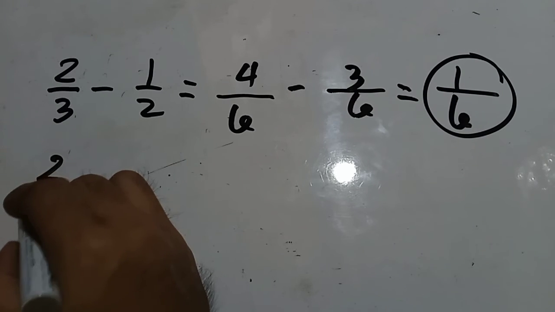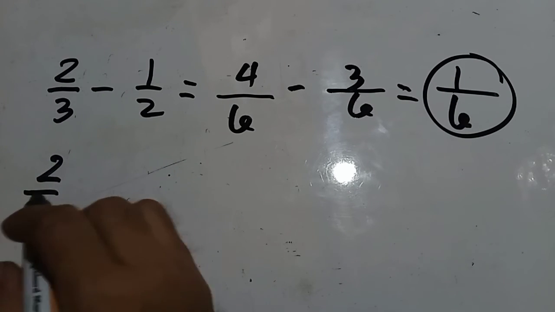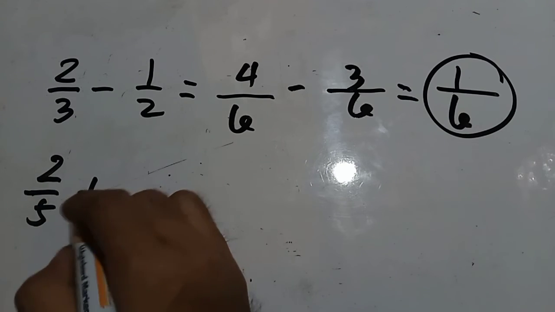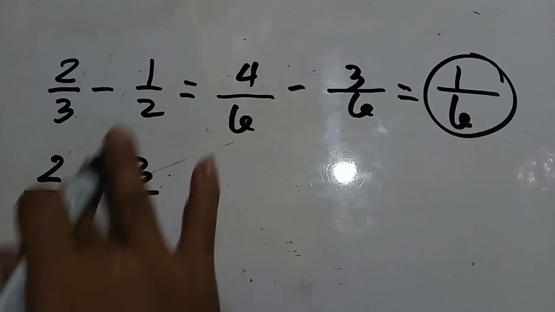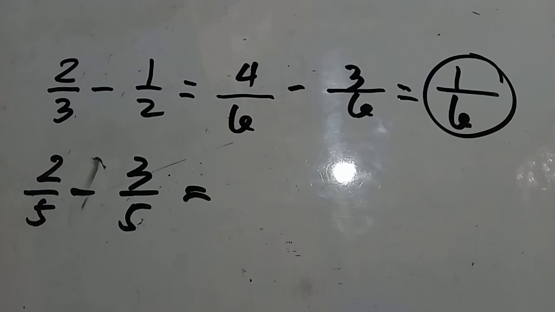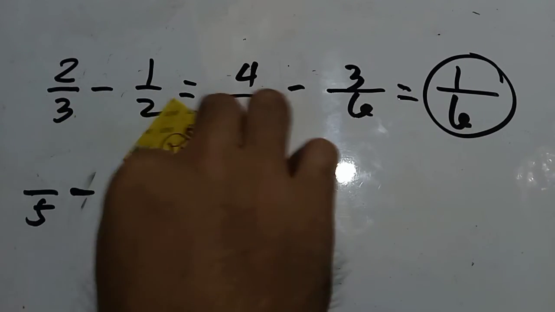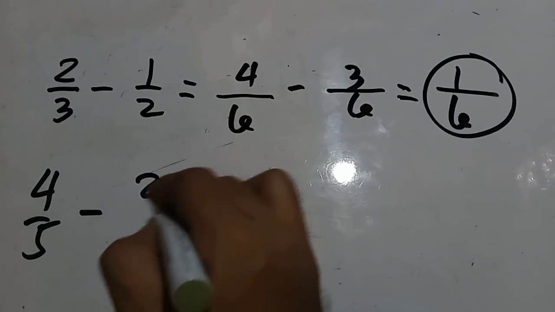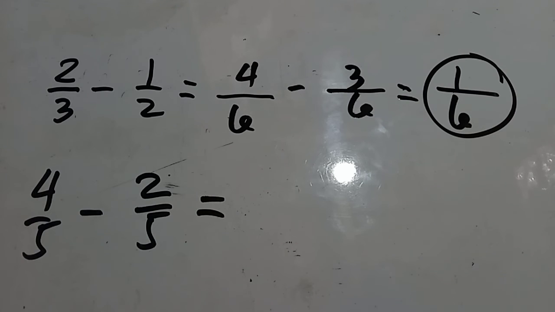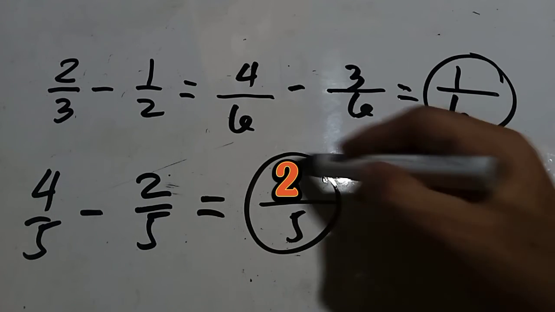Ayan. 4/5 minus 2/5. Okay. So what have you observed? So ang ating fraction ay same ng denominator. So now, ano dapat natin gawin? Direct natin. So i-copy natin yung denominator, which is 5. Next is ang ating numerator is i-subtract natin directly. So 4 minus 2, we have 2. So this is our final answer.